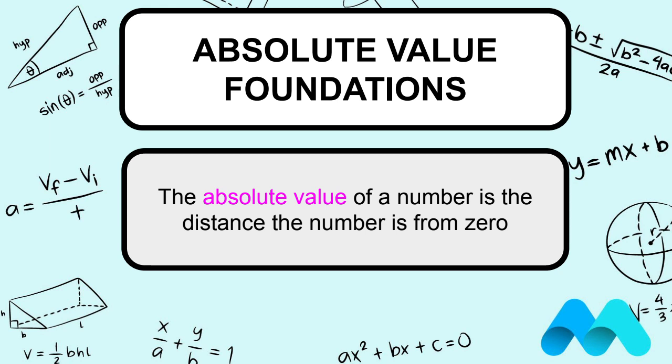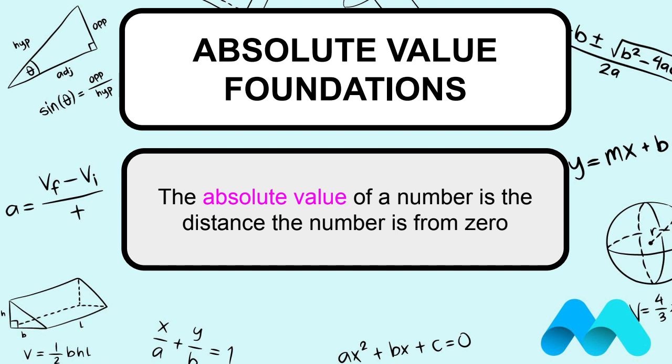We are going to go over absolute value foundations. It's just an overview of what absolute value is. So this one's pretty straightforward, not too much to it. Should be a nice short one for you, just to, again, review what absolute value is. So as it says here, the absolute value of a number is the distance the number is from zero.